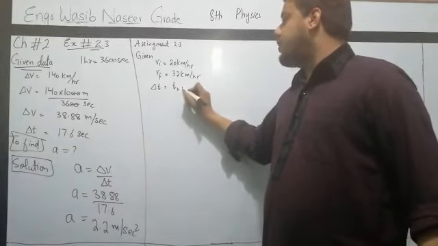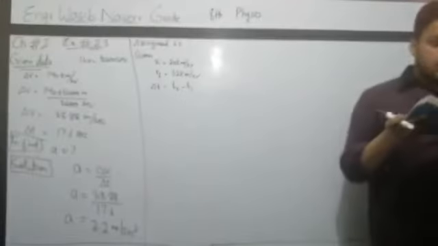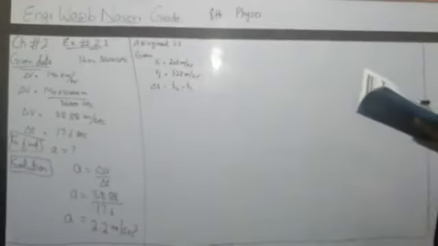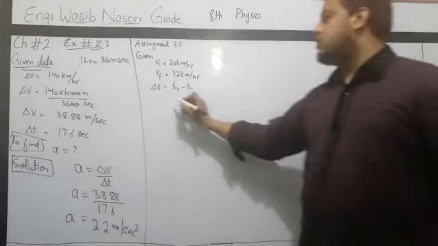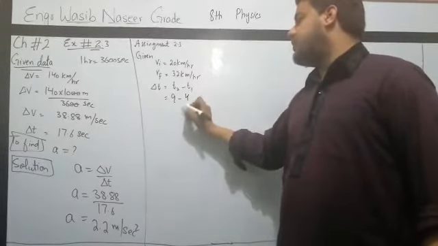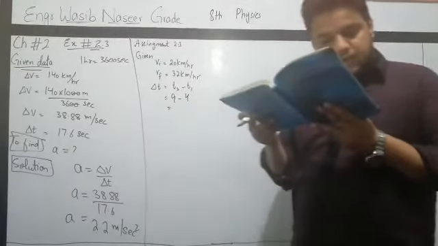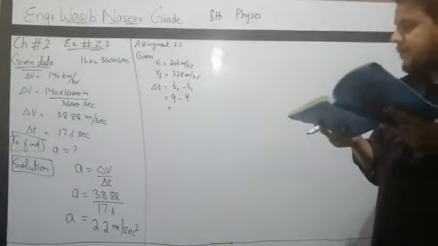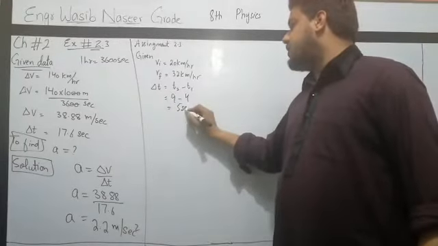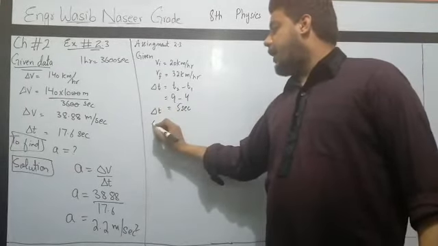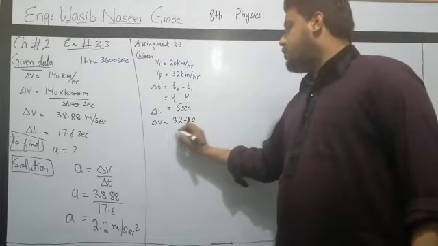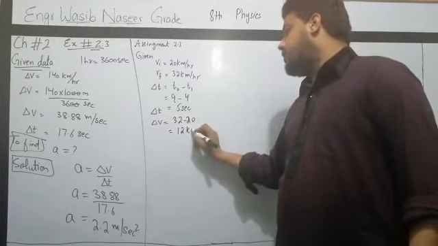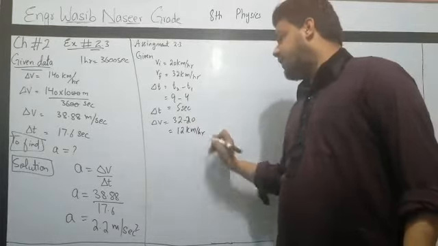It is t2 minus t1. You can see on your statement that it is written that he has noted the time at 4 seconds and also he has written the time as 9 seconds. So the final time is 9 seconds and initial time is 4 seconds. So the answer will be 5 seconds. Okay, the change in time interval is this. And what is the change in velocity? 32 minus 20, 12 kilometer per hour. This is the change in velocity.